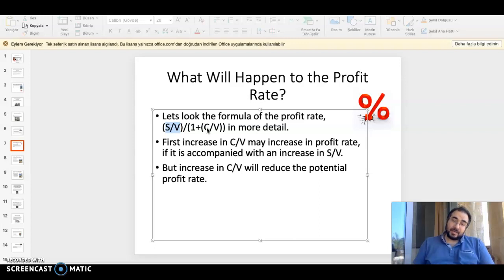If while increasing C over V, the organic composition, the accumulation process and technological advancement also increases the exploitation rate, in that case, sufficiently, of course, profit rates might increase, or at least maybe remain stable. But if increase in the organic composition dominates the increase in the exploitation rate, assuming there's an increase in the exploitation rate, in that case, profit rate will fall.